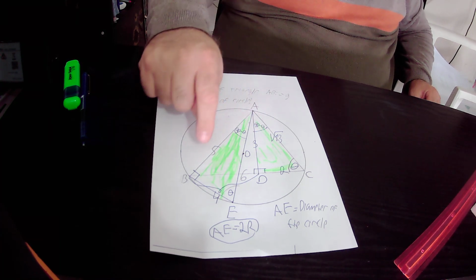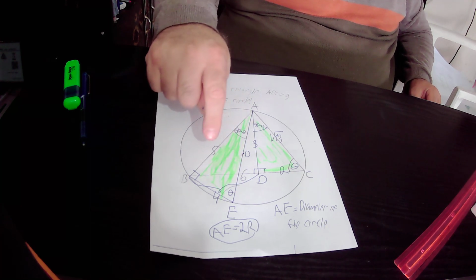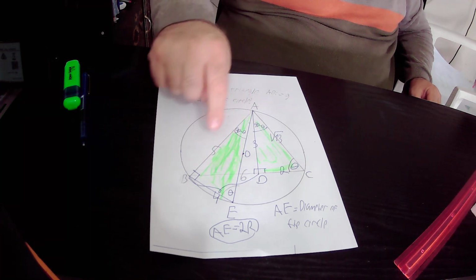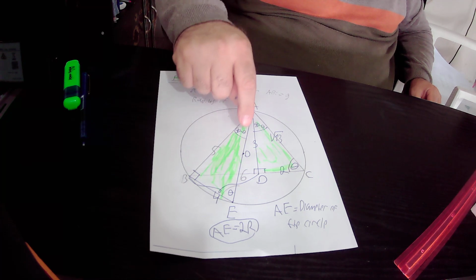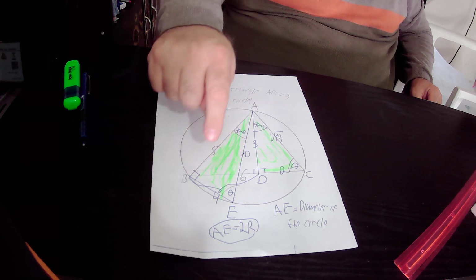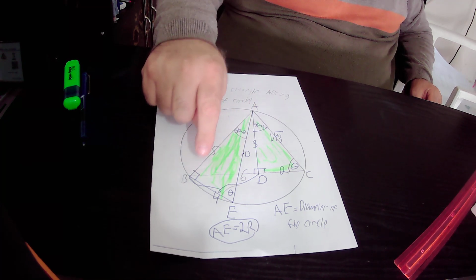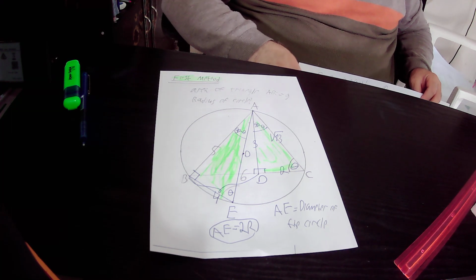And any peripheral angle that rests on the diameter must be equal to 90 degrees. Peripheral angle ABE rests on the diameter, that is AE, therefore angle ABE equals 90 degrees according to the rule that I mentioned.